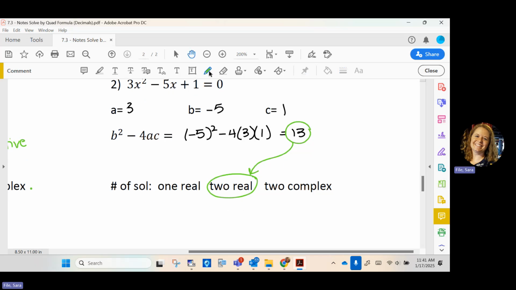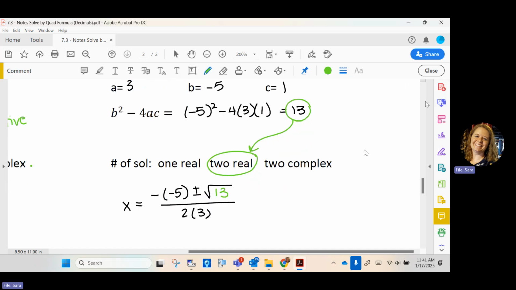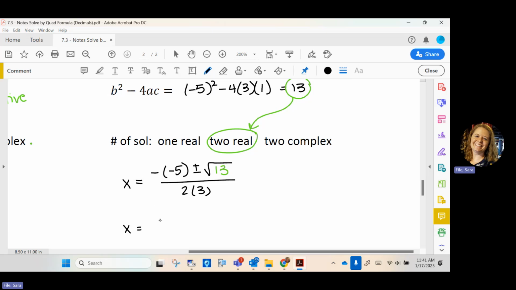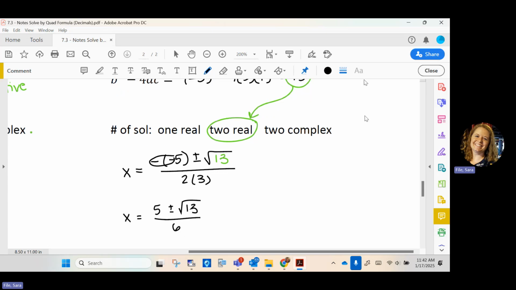Now I'm ready to finish solving using the quadratic formula. X is equal to negative b plus or minus the square root over 2a. And under that square root, we just calculated it'll be a 13. Okay, I don't have to rewrite all of that. I already said it's 13. I'll just write it as 13. So then I simplify this. That's going to become a positive 5, again, because of that double negative. Plus or minus. 13 is not a perfect square, so I'll leave it as a radical. And 2 times 3 is 6 in my denominator.